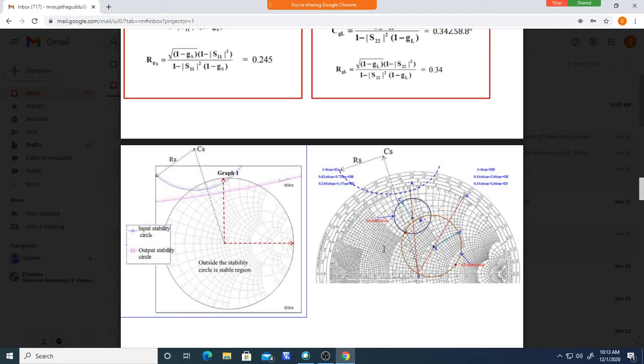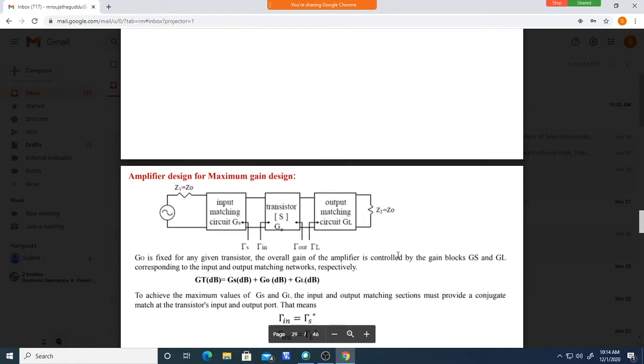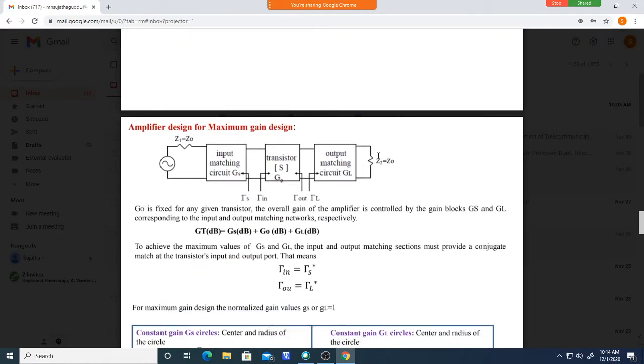That is for the given gain amplifier, but there is one more case, which is the next topic: amplifier design for maximum gain.